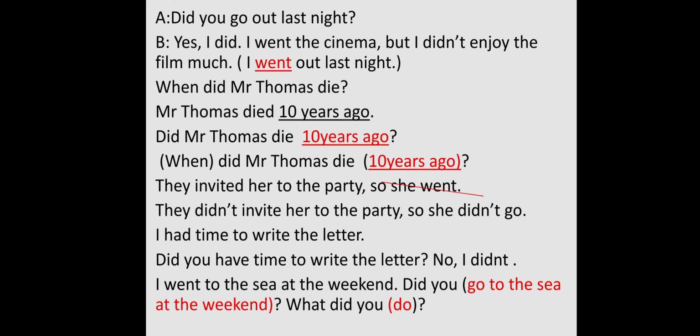It means ماذا فعلت. The verb فعلت equals do here. We can say went to the sea, visited my uncle, played football, etc. So we use do here because we used did in the question. So it becomes, what did you do? And do replaces the verb تفعل. ماذا كنت تفعل أو ماذا فعلت.